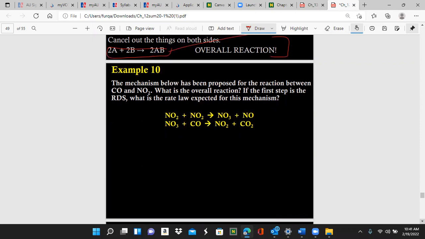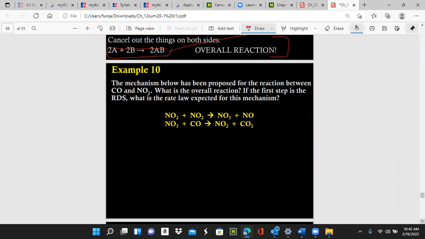So the mechanism below has been proposed, like scientists have discovered that these are the two steps happening for a particular reaction. The reaction is between carbon monoxide and nitrogen dioxide. What is the overall reaction? If the first step is the rate determining step, what is the rate law expected for this mechanism? There is a condition that the rate law will never ever have the intermediates in it. So make sure when you're writing down the rate law from these two equations, it must go with that condition. What is that condition? That the intermediates will never be there.